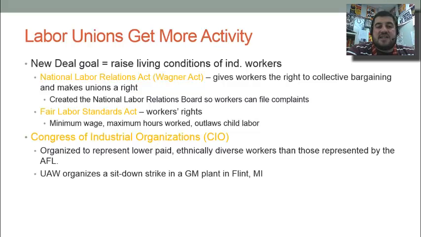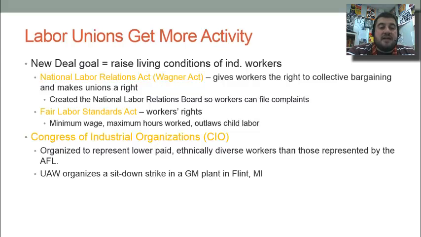It also creates the National Labor Relations Board, which is still around today if workers want to file complaints against their employer. And also the Fair Labor Standards Act passed workers' rights and basically established a minimum wage, maximum hours worked, and outlawed child labor.